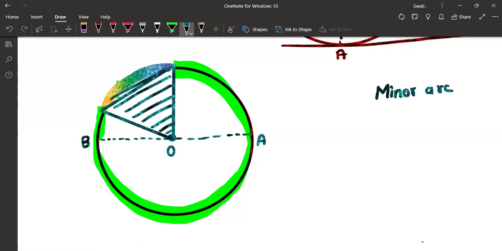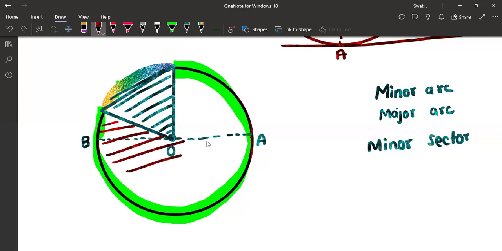Will it be segment, or will it be called something else? Something else. What is it called? It will be called minor sector, right? Yes. Minor sector. So what is a minor sector? A minor sector is the space between the two radii and a minor arc, right? Yes.